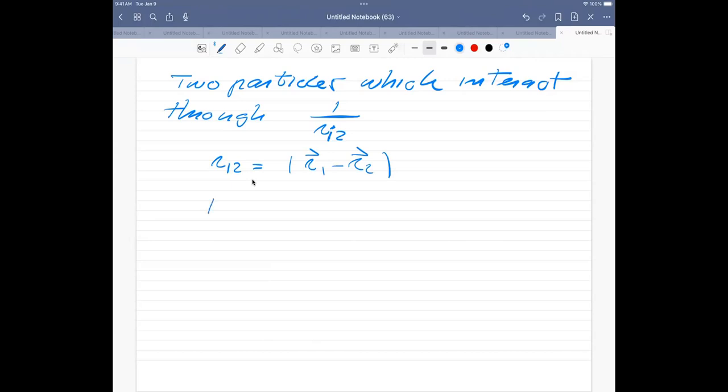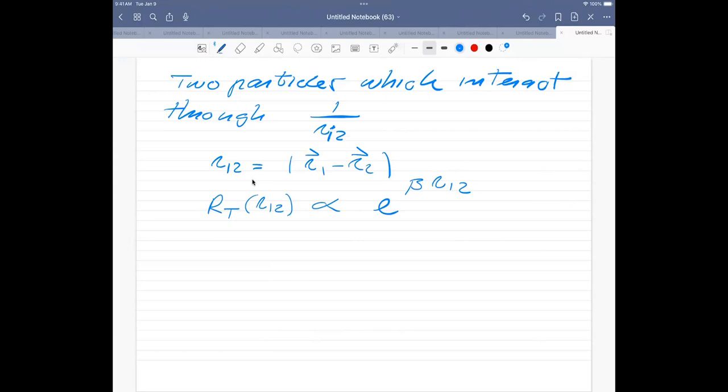then you can show that this radial part R(R12) is proportional to e to the power of some parameter beta multiplied with R12. That will be a minimal requirement for an interacting system of two particles.